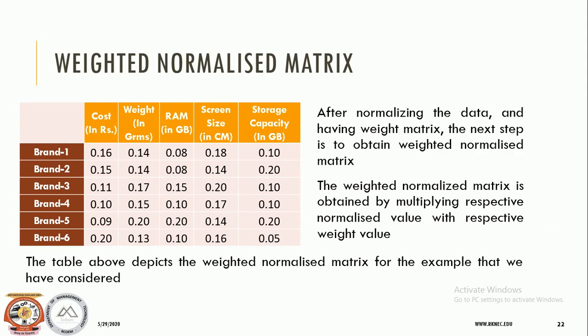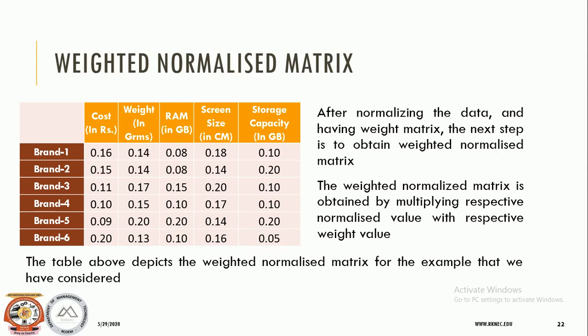After normalizing the data and having the weight matrix, the next step is to obtain the weighted normalized matrix, which is present on your screen. The weighted normalized matrix is obtained by multiplying the respective normalized value with the respective weight value. The table in front of us is the weighted normalized matrix for the example that we have considered. So this is a mere multiplication, and this step is over.